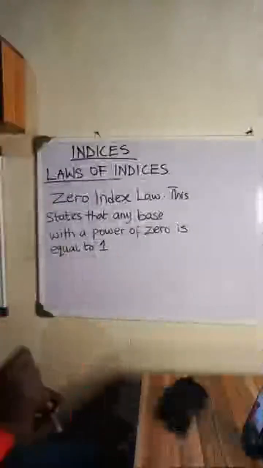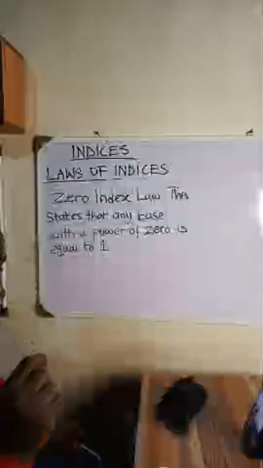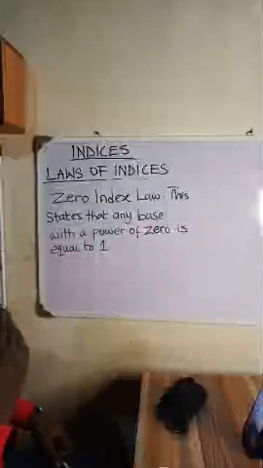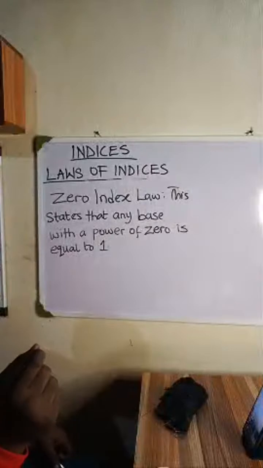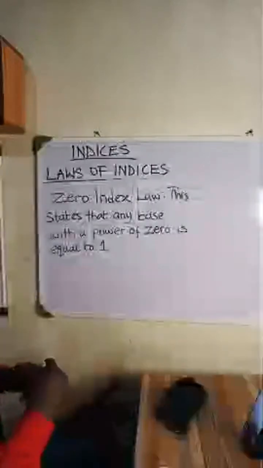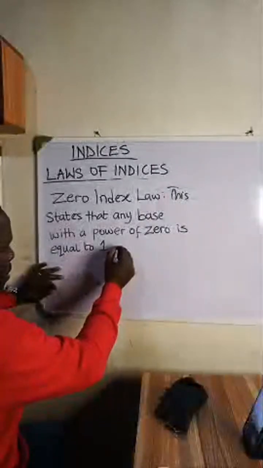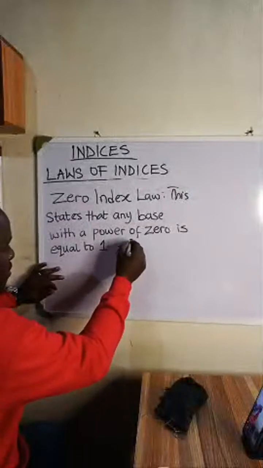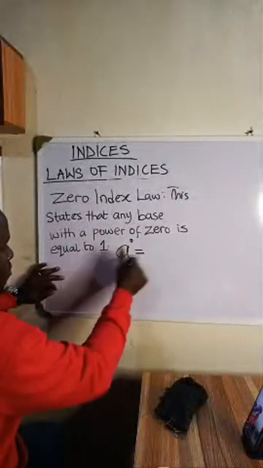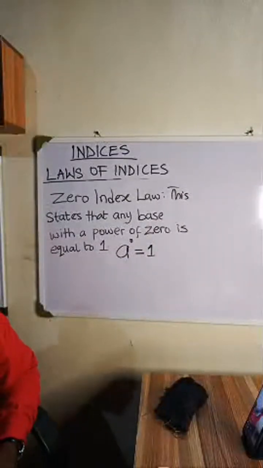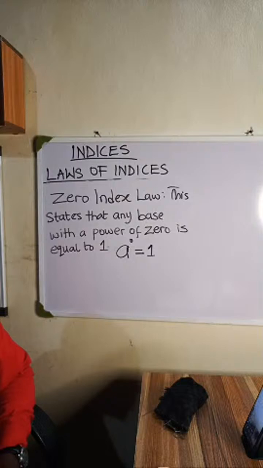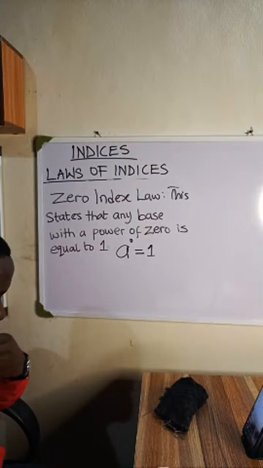So this law states that any number at all, with an exponent or a power of 0, is equal to 1. That's what this law states. So it means that a to the power of 0 is equal to 1, where a represents any number at all. Any number to the power of 0 is equal to 1.